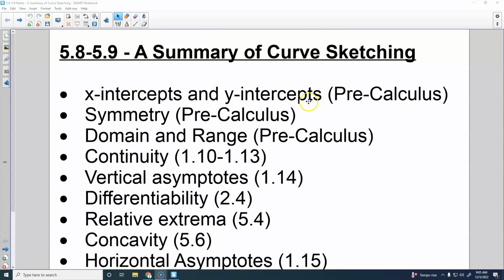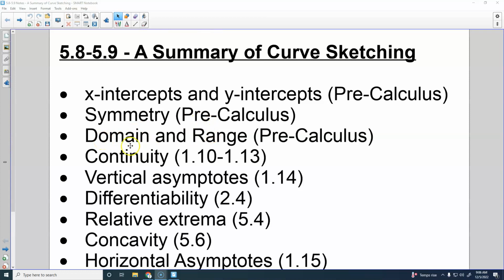You need x-intercepts, y-intercepts. You can use symmetry. We did not do symmetry whenever we were in pre-cal because they have taken that out of the curriculum in North Carolina. But we might talk about it, or we might just decide not to worry about it.